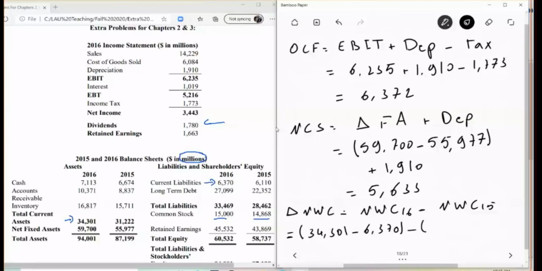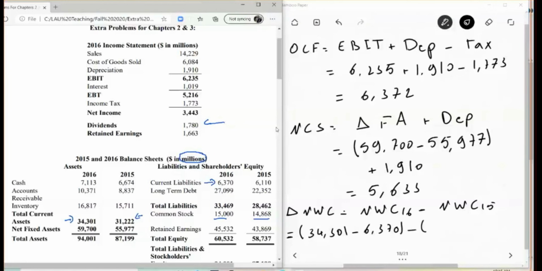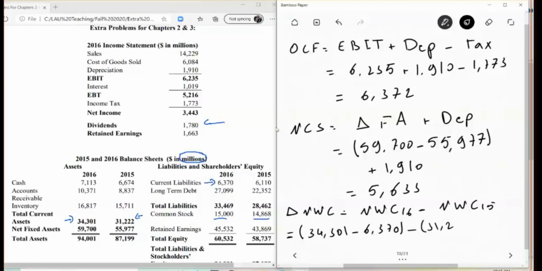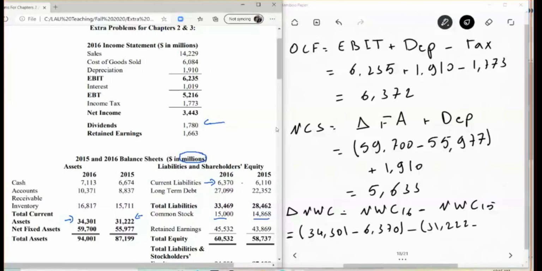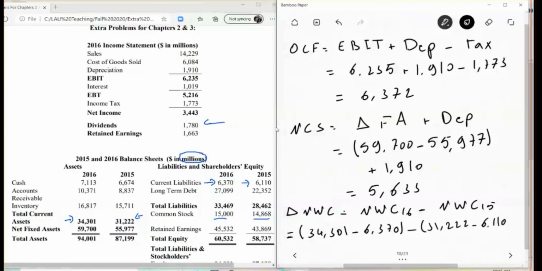Minus the net working capital in year 2015, which is equal to current assets in 2016, 31,222, minus 6,110, and the answer here is $2.8 billion.